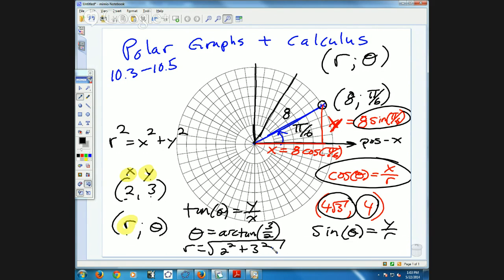So we can figure out where the point (2, 3) is by changing it to polar using the arctangent and the Pythagorean theorem. Okay. So r equals the square root of x squared plus y squared.